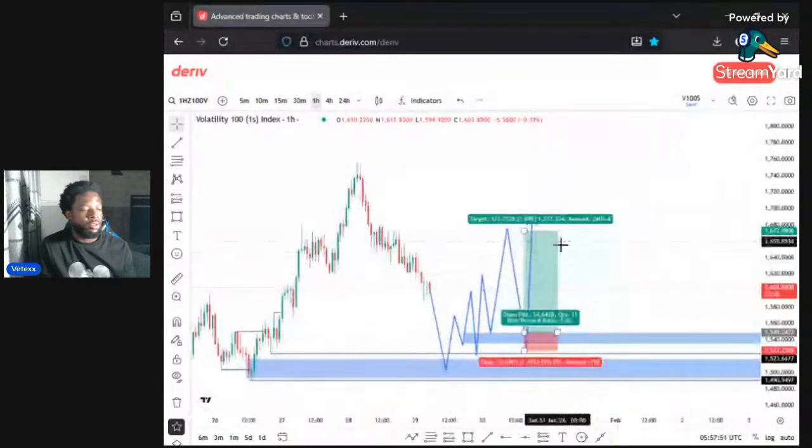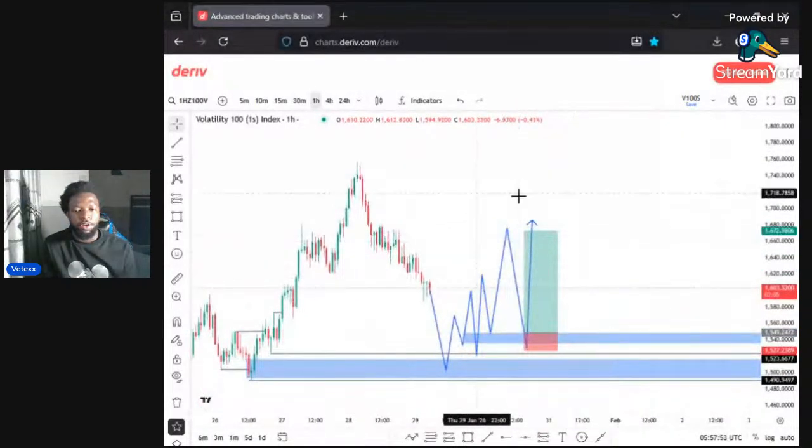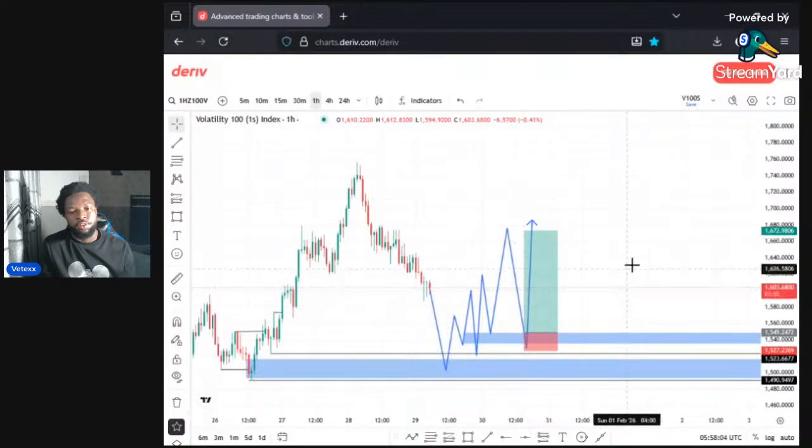Okay, so this is what you're anticipating on V100S. Believe this is clear enough. Okay, tap into this hourly time frame POI, scale to the minute time frame, which is the 30 minutes, 15 minutes, and then start taking buys to the opposite direction.